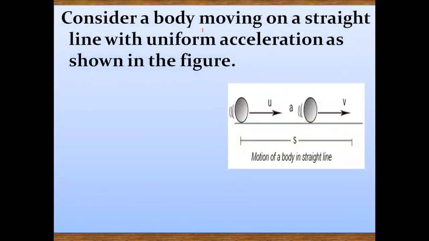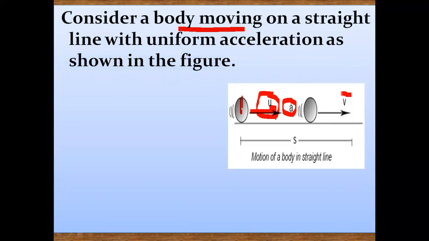Okay, consider a moving body on a straight line with a uniform acceleration as shown in the figure. Here you can see in the figure that a body is moving with an initial velocity u, and it has a uniform acceleration. Uniform acceleration means that the rate of change of velocity is the same.